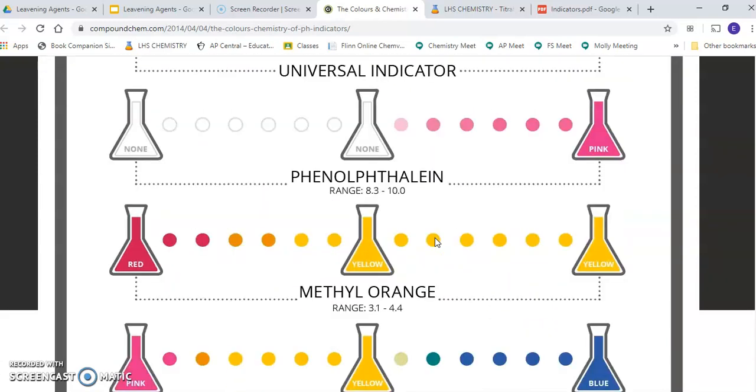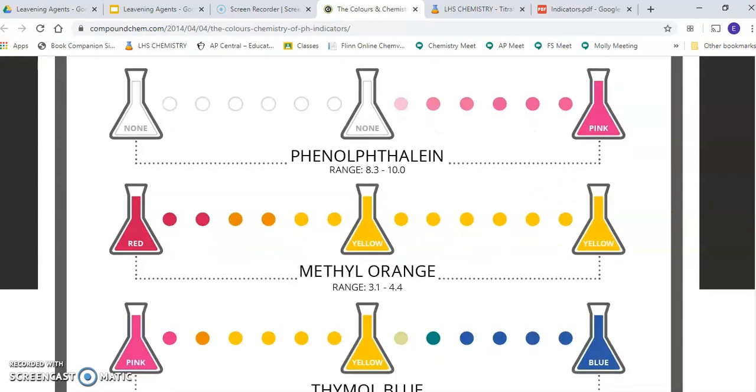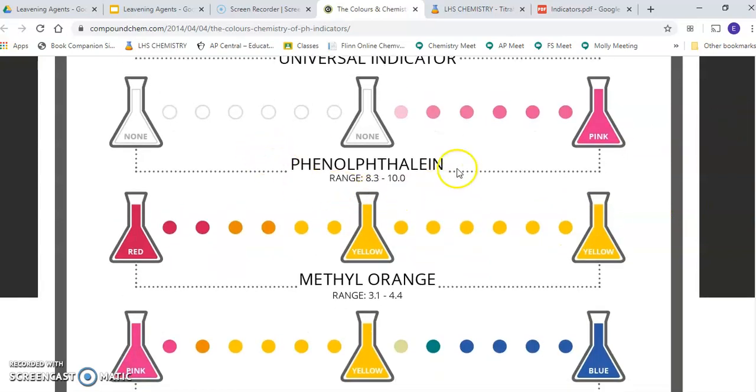There is another indicator called phenolphthalein. It is a mouthful. Now, phenolphthalein goes from no color to a hot pink magenta color. And if you look here, its color change transitions much further past a pH of 7. And what you're seeing underneath the phenolphthalein here, where it says the range, that is the range where it starts to turn from no color to pink.